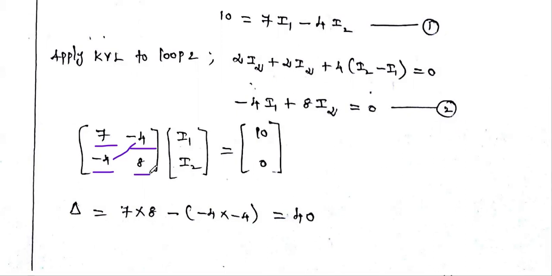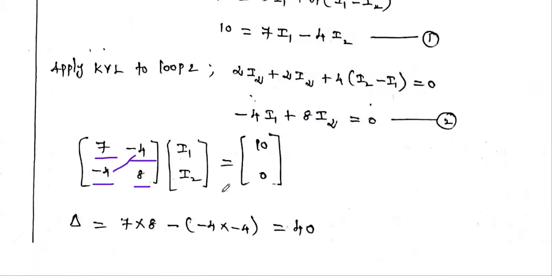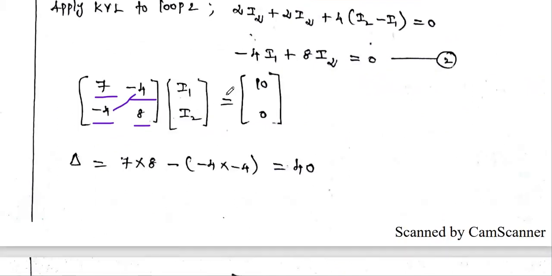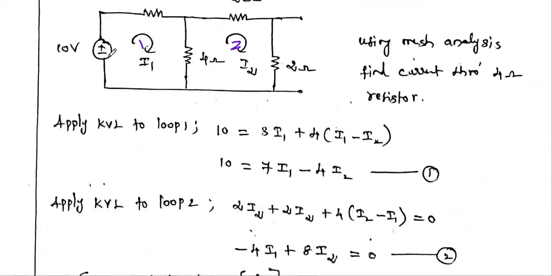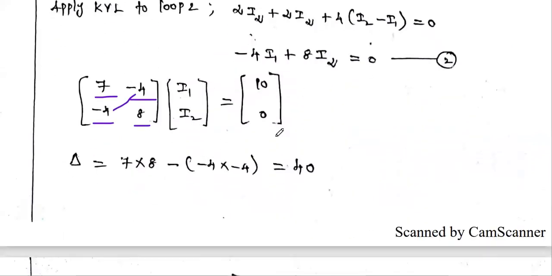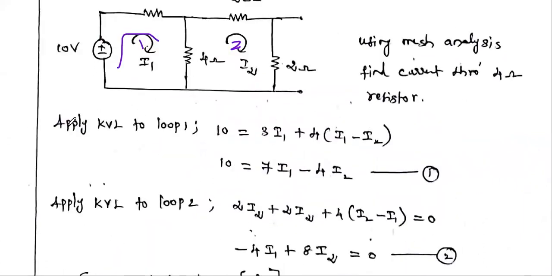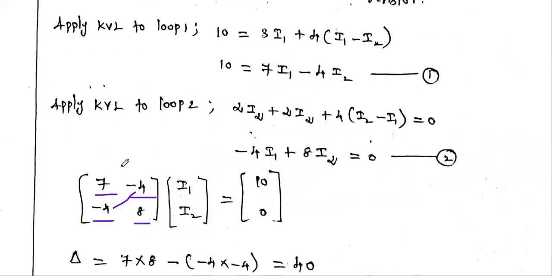Then here it is R22. What is R22? Total resistance in the second loop. So 2 plus 2 plus 4, so 8. Then I1, I2 equal to the voltage rise in the first loop and second loop. So what is the voltage rise in the first loop? In the first loop, there is a voltage source. You see, in this direction, minus to plus, it is a voltage rise of 10. In the second loop, there is no voltage rise. So 10, 0.